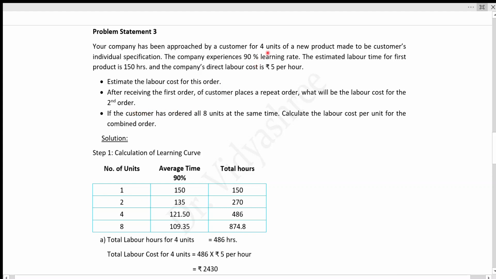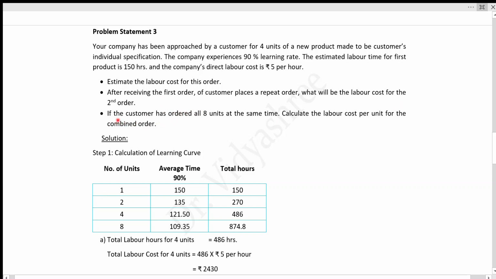So what is the first order? First order is 4 units. Again the customer repeated the order, which means the customer has again placed an order for 4 units. For that also we have to calculate the labor cost.